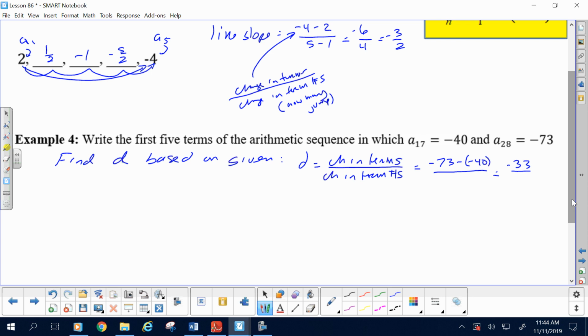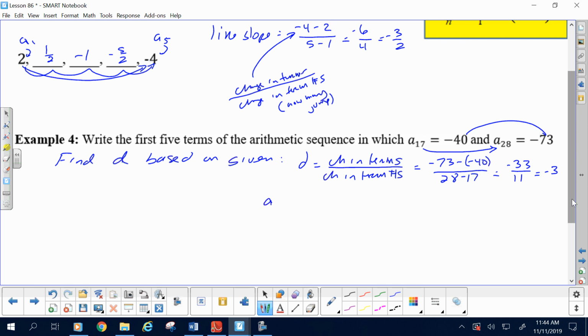With me? That was over how many jumps altogether? Over 11 jumps. It decreased 33 in 11 jumps, so each jump or each difference must be -3. Don't be a slave to the formula. Just think of how it is changing. It changed a total of 33 in 11 jumps, so each jump is -3. You cool?